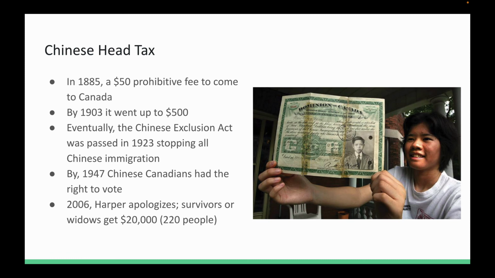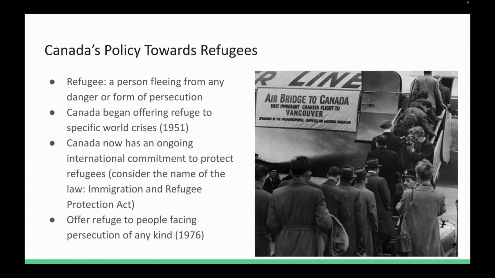So that's part of this lesson as well. Now, what is a refugee? Well, a refugee is a person fleeing from danger or from persecution. And we began offering refugee status, and I see here on the second bullet I did spell refugee wrong. We began offering refugee status to specific crises that began in the world. We started doing this in 1951.